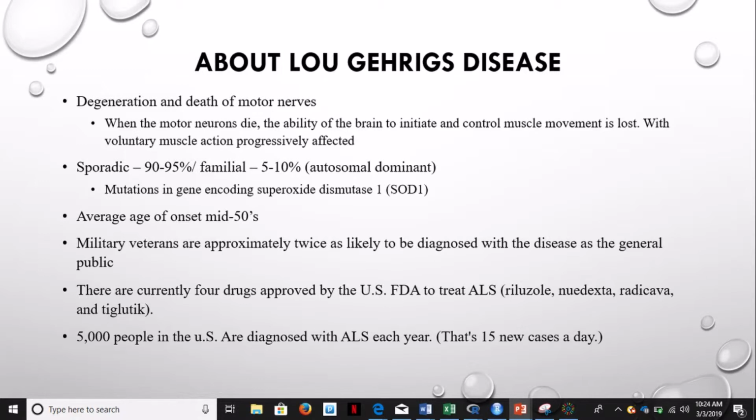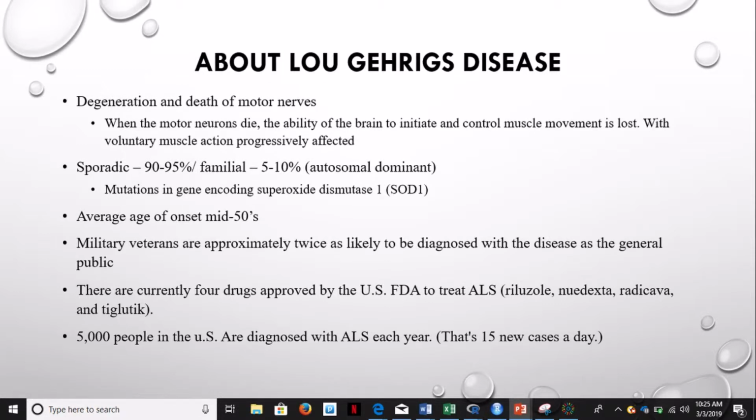Like I explained, it's the degeneration and the death of the motor nerves. When the motor neurons die, the ability of the brain to initiate and control muscle movement is lost. Usually the patient who has ALS dies from losing the ability to breathe and swallow and all those involuntary movements that we have. They're typically given about 3 to 5 years after their diagnosis.